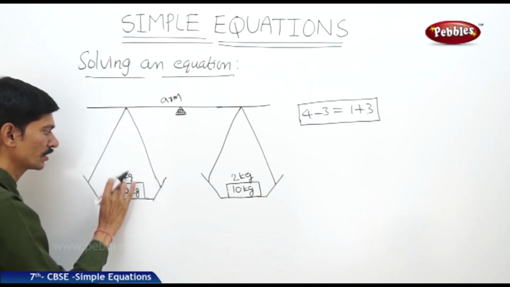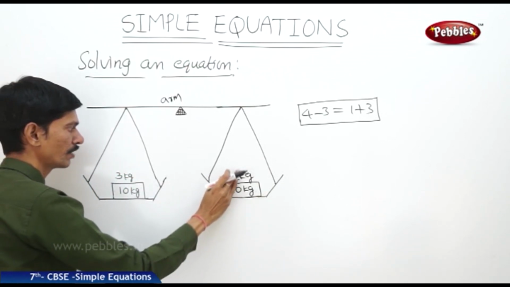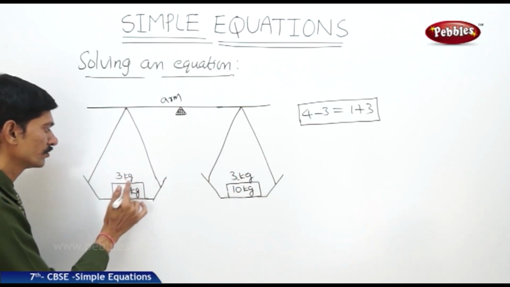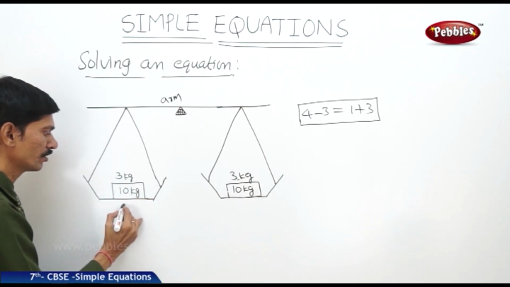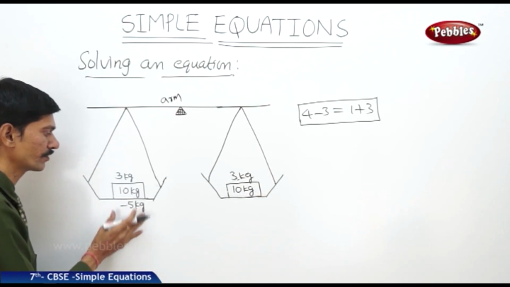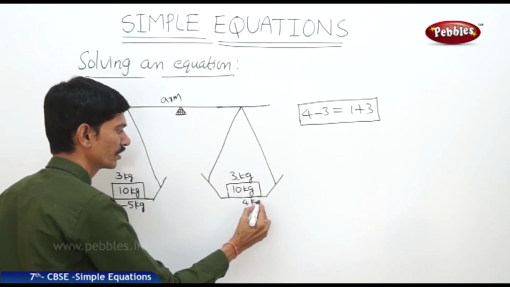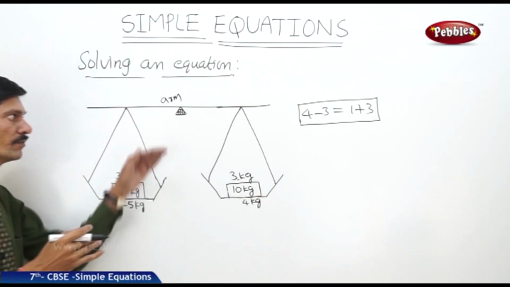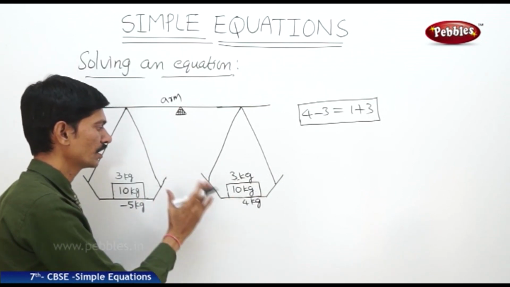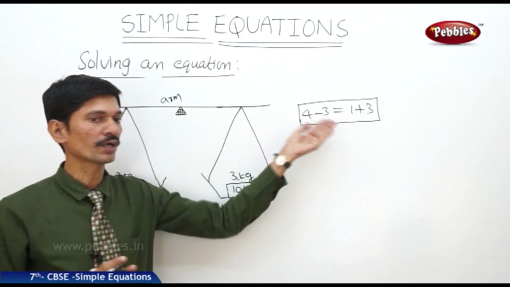For example, if you add 3 kilograms more in the two pans, the arm of the balance still remains horizontal. Now if you remove 5 kilograms from the left pan, and remove only 4 kilograms from the right pan, then the arm of the balance is not horizontal. So adding or removing weights on the pans is like doing the same mathematical operation on the equation.